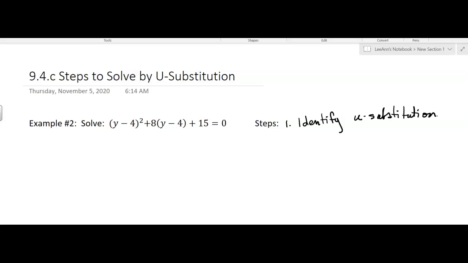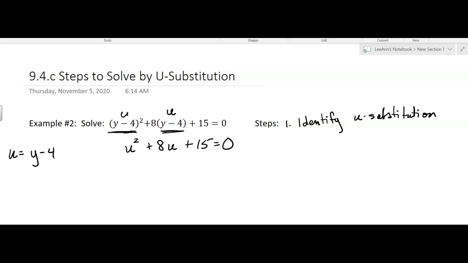But now when you look at this equation, what looks kind of weird? What's being squared? That y minus 4. And what is 8 times y minus 4? So, those are y's, I'm sorry, y minus 4, y minus 4. Okay, so that's what we want to let U equal. Then we would have U squared plus 8U plus 15 equals 0. That's a quadratic equation, and that's what we're going for. Now, we have to remember what our substitution was. And it was U equals y minus 4.